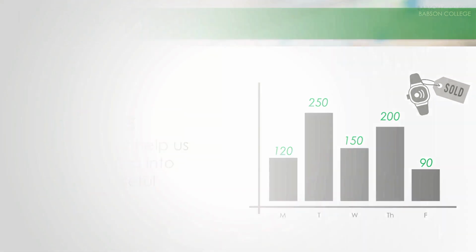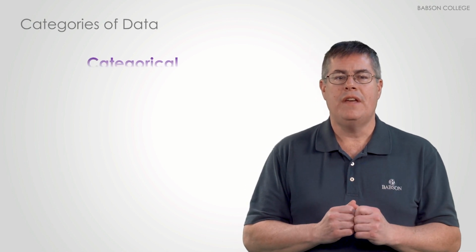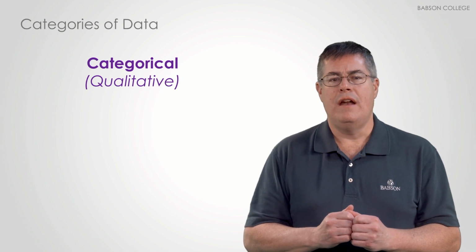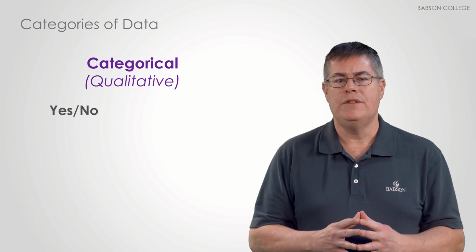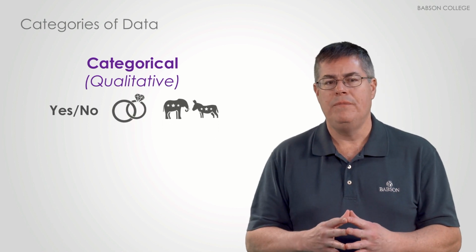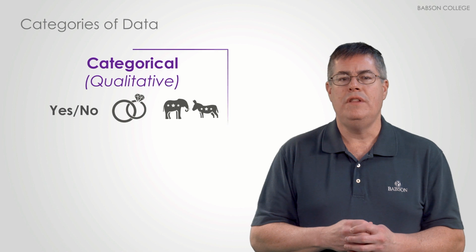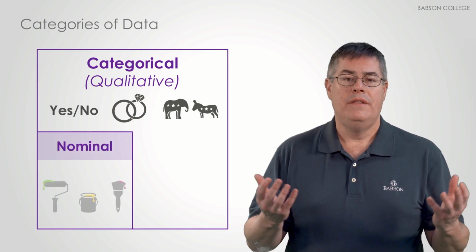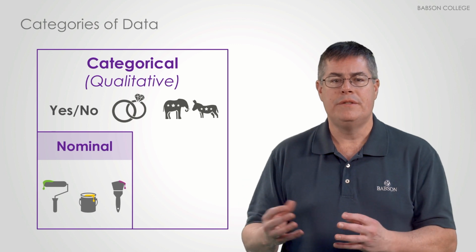When we're classifying data, there are two main categories to consider. The first is categorical, also known as qualitative data. These are data referring to things like yes or no questions, those on marital status, or things like political party. Categorical is usually nominal in that it has no order. For instance, the color of a product or the color of a house.